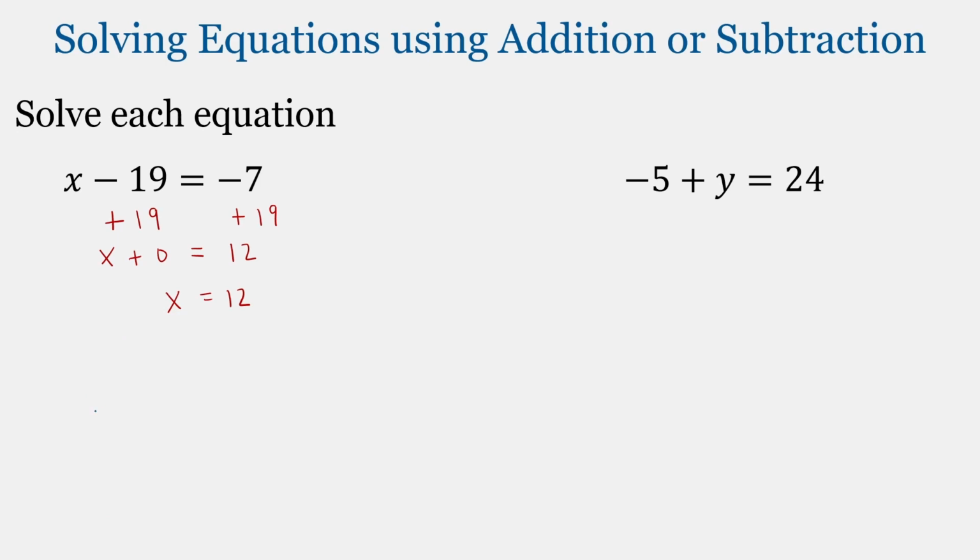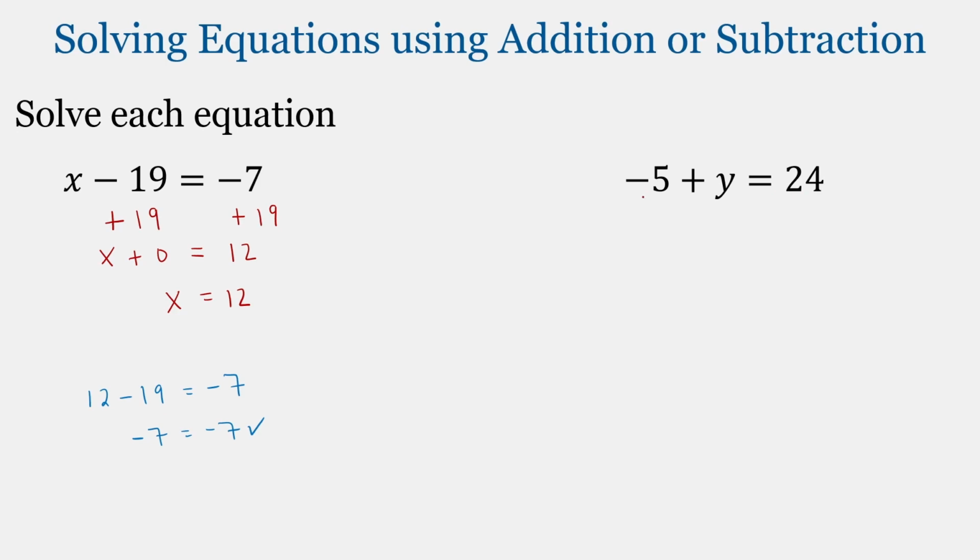But let's check that answer. Wherever there's an x, we will put a 12. So 12 minus 19 is equal to negative 7. And then yes, 12 minus 19 is negative 7. So negative 7 is equal to negative 7. That's a true statement. And finally, we have negative 5 plus y is equal to 24.